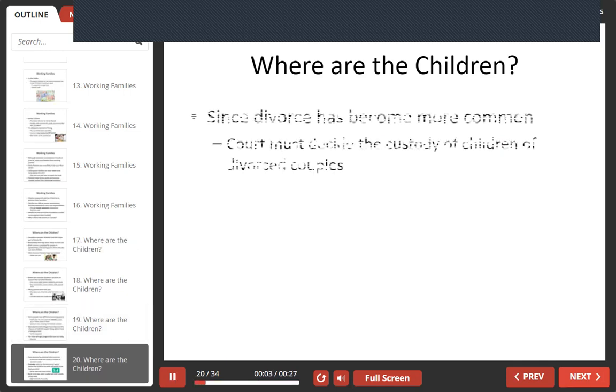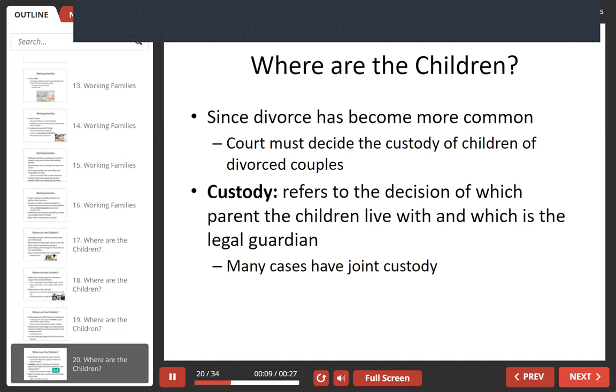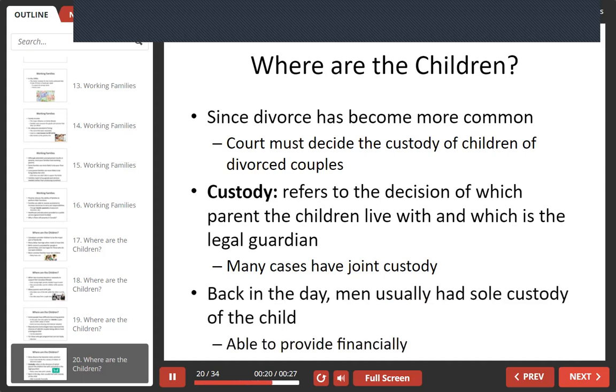Since divorce has become more common, the court must decide the custody of children amongst divorced couples. Custody refers to the decision of which parent the children live with and which is the legal guardian. Many cases have joint custody. But back in the day, men usually had sole custody of the child because they were able to provide financially.